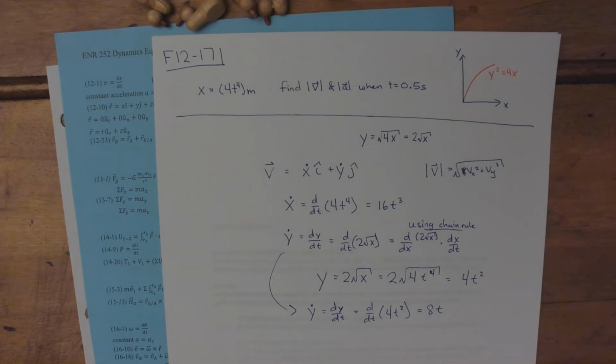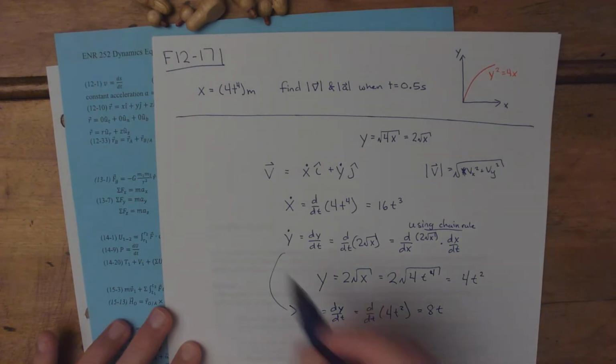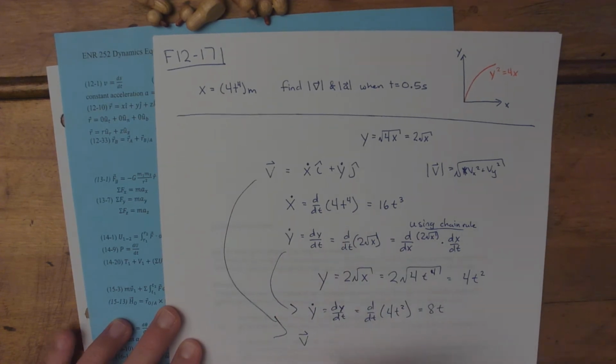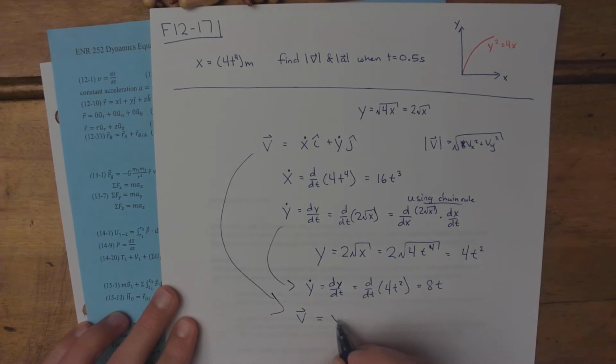Okay, so that wasn't too bad. Honestly, doing it this way probably isn't that hard either. But I kind of like knowing what y is with respect to t. Okay, that's it, kind of, for the velocity. So I have x dot, I have y dot. So the velocity is equal to, let's just write this again, x dot i hat plus y dot j hat.